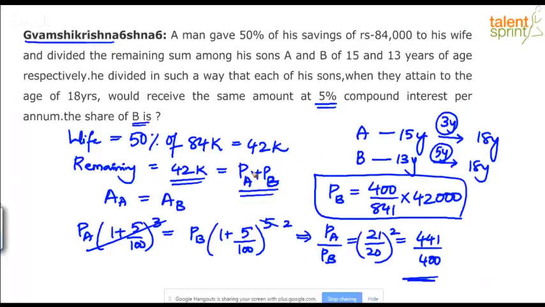Got this? Vamshi Krishna. Clear? Vamshi, if you can acknowledge, we will close the session here. Vamshi, is it clear? Vamshi, waiting for you to respond.